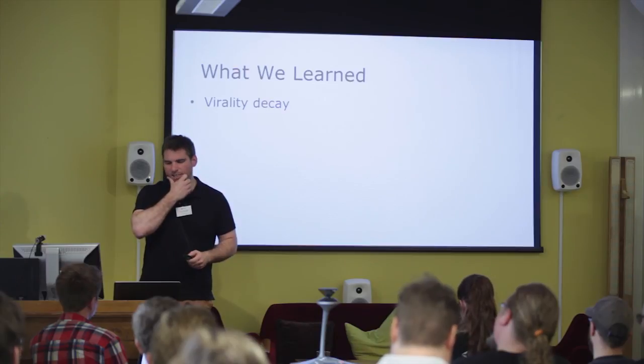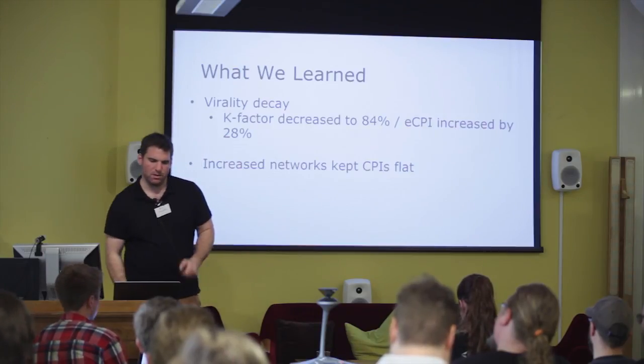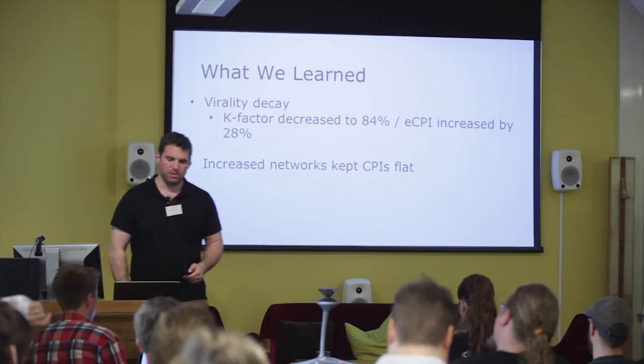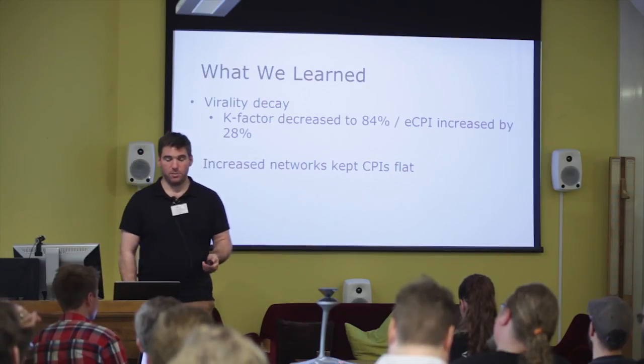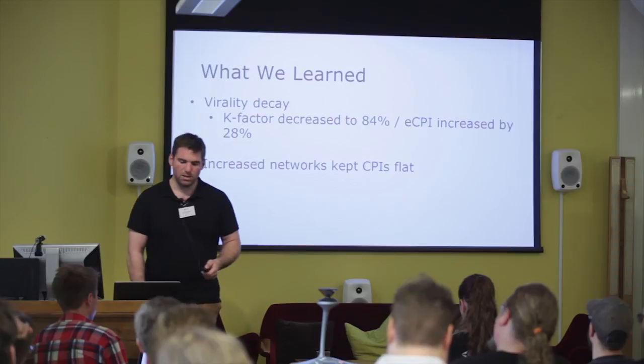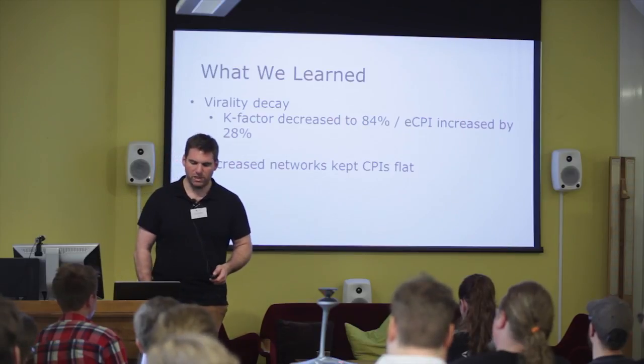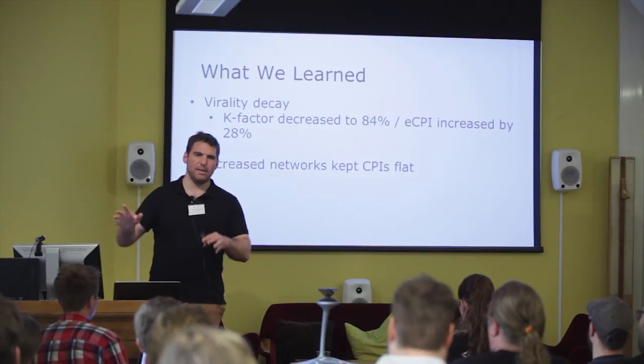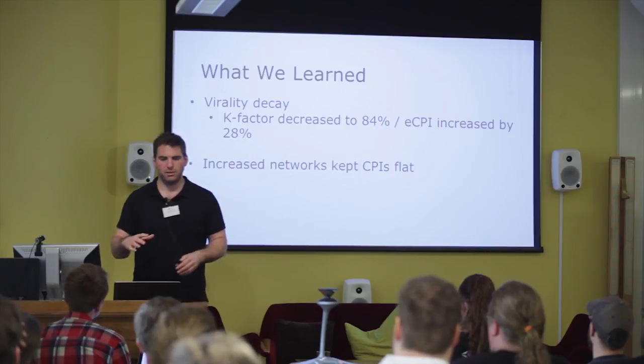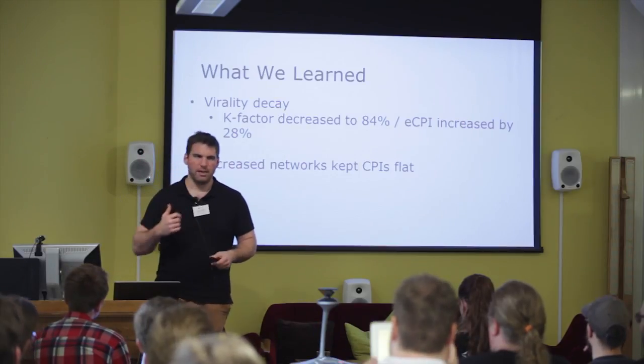We learned that virality decayed pretty significantly over time. So K factor actually decreased to 84%, which means that the eCPI increased by 28%. And we learned that we had to constantly add new networks into our traffic mix to keep the CPIs flat. Which makes sense, right?